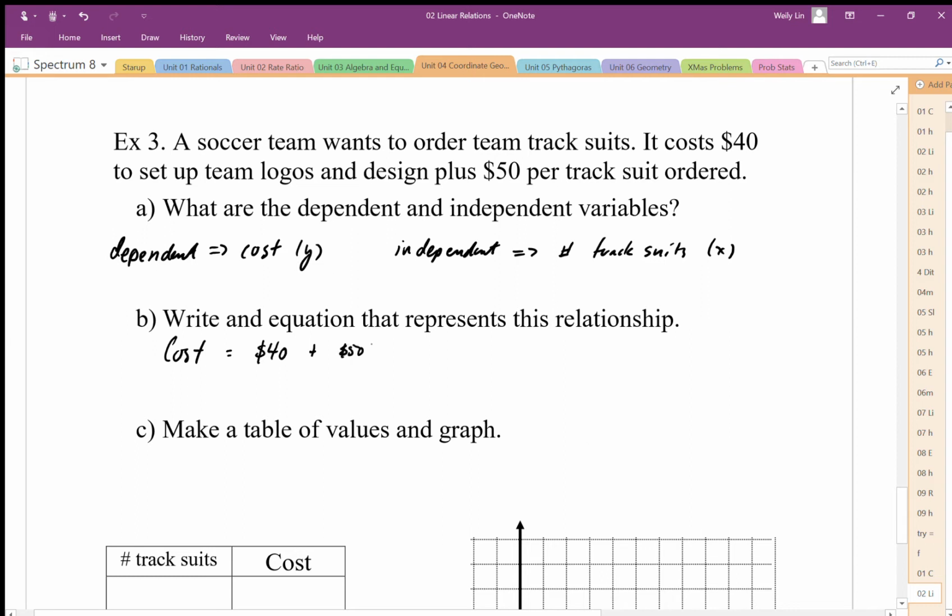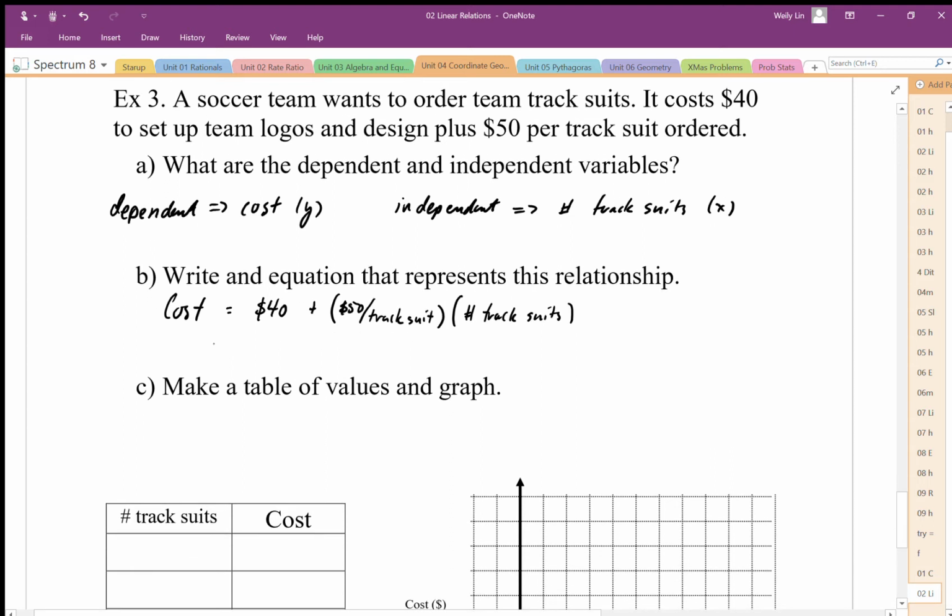So $50 per tracksuit. Now notice that this is a rate. Okay, and we're going to do $50 per tracksuit times the number of tracksuits. So there's my rate. I have a rate that describes that. That's probably going to give me an idea of my angle or slope. I have a starting point of $40, so that's going to give me my fixed point. So I'm going to write this with an xy equation as well. So this is going to be 40 plus 50 times x.